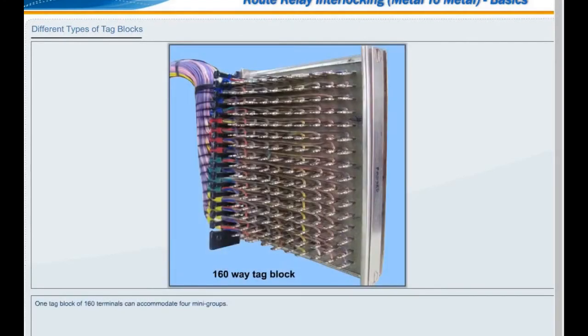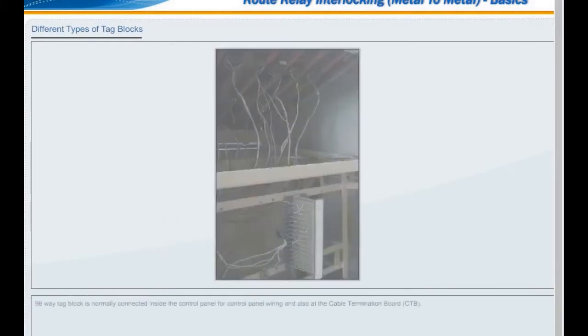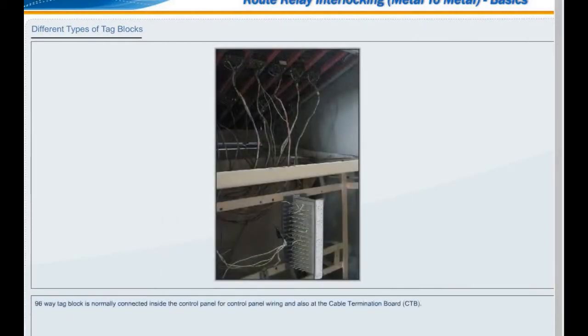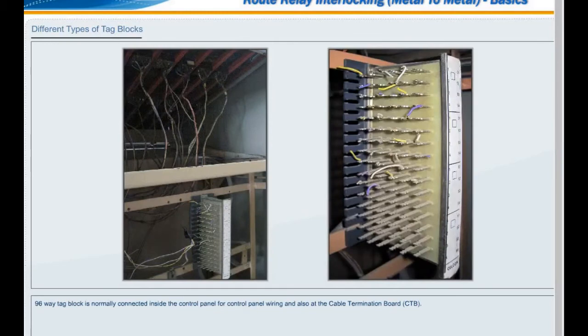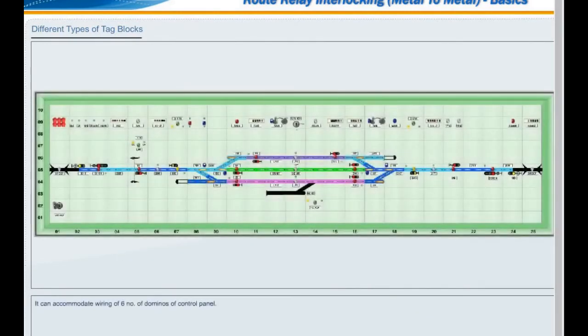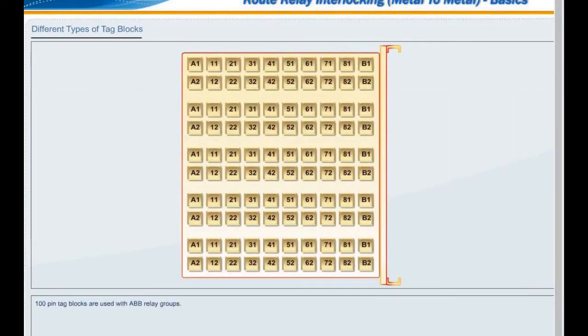One tag block of 160 terminals is sufficient for 4 mini groups. The 96-way tag block is normally connected inside the control panel at the cable termination board. It can accommodate wiring of 6 dominoes of the control panel. 100-pin tag blocks are used with ABB relay groups.